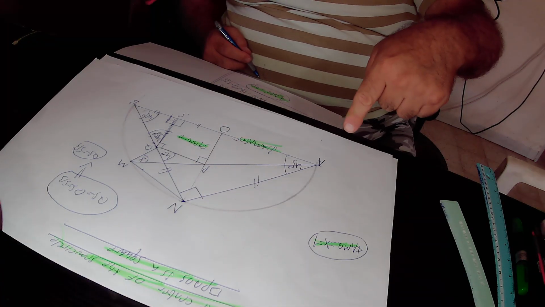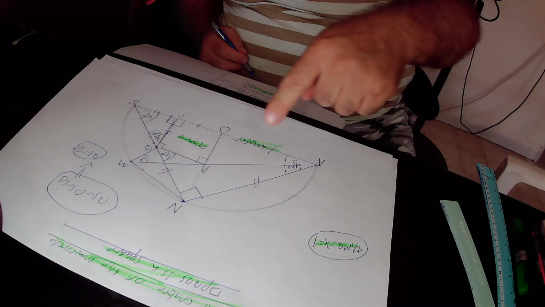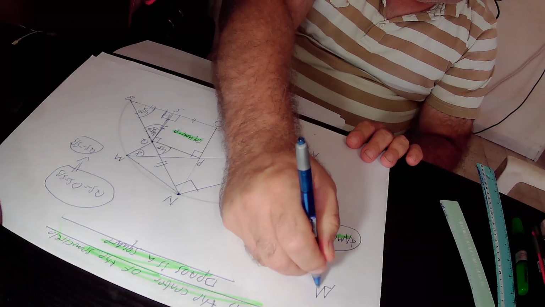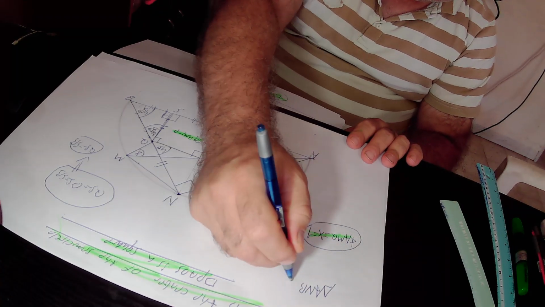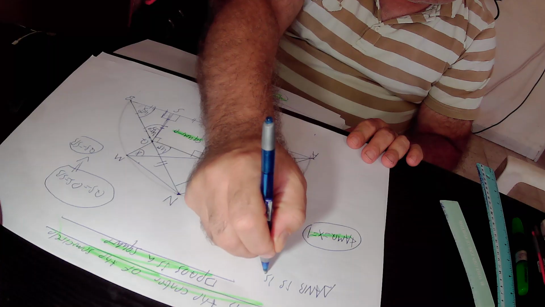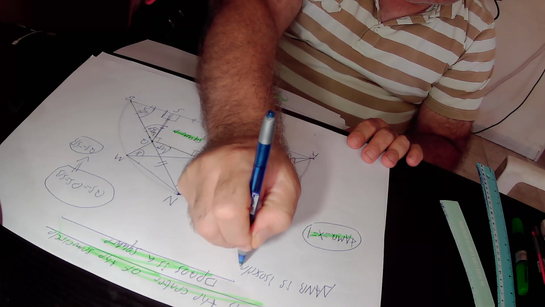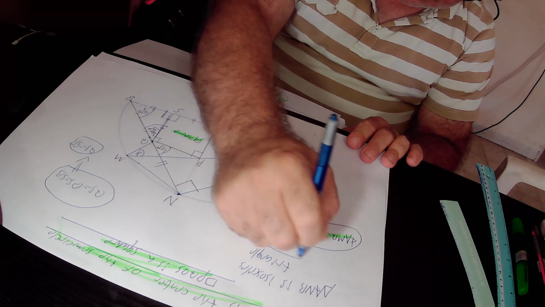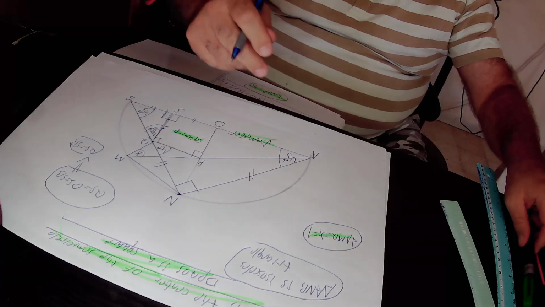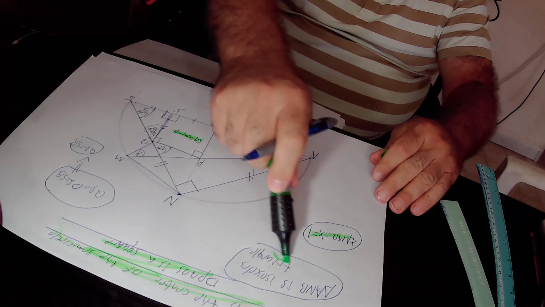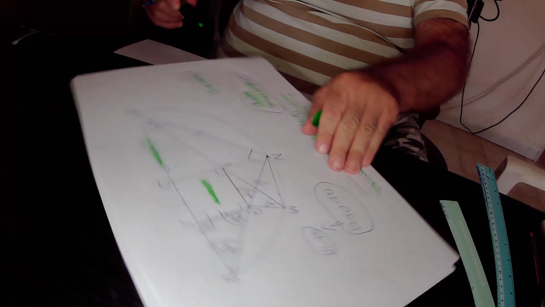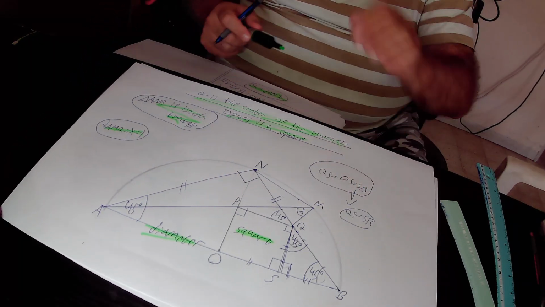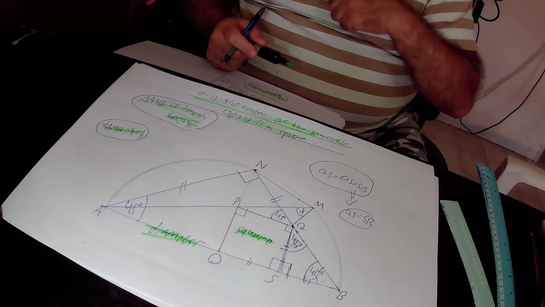So now we have found out that the right triangle ANB is also an isosceles triangle. And the base of this isosceles triangle, triangle ANB, is AB. AB is the base of the isosceles triangle, triangle ANB.